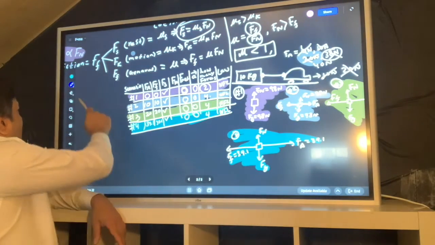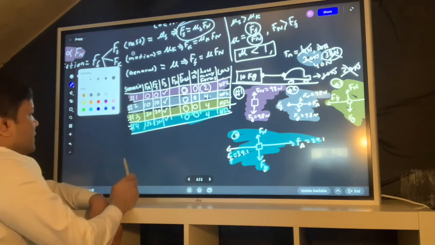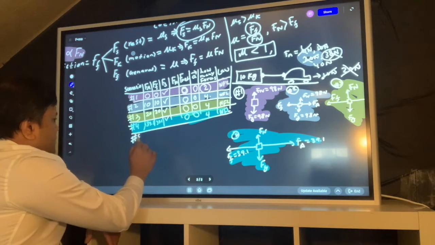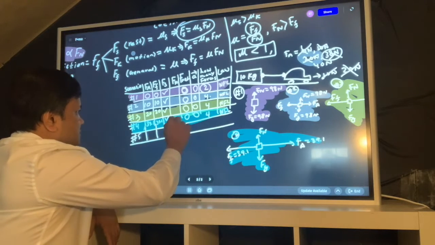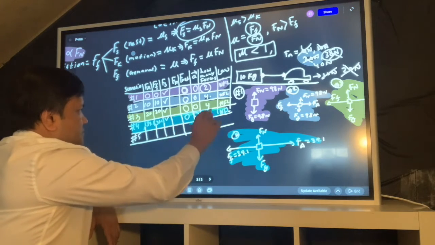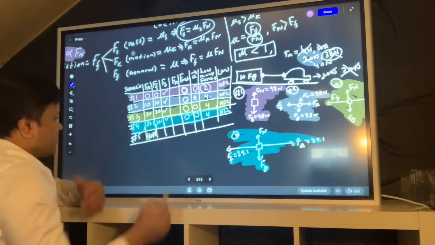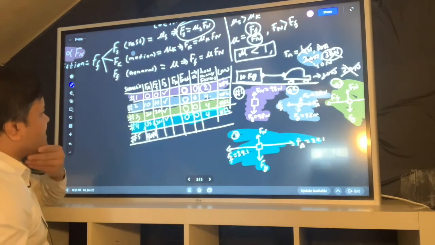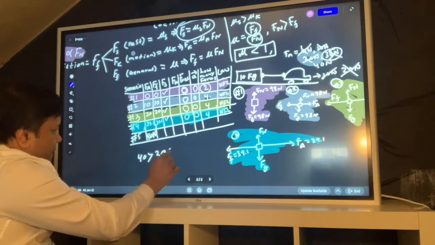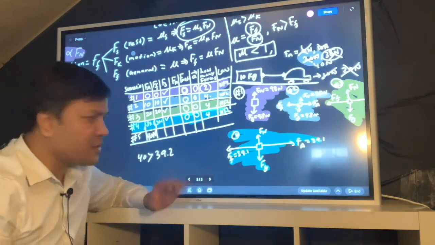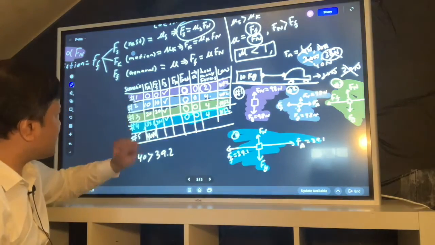Okay, so now I'm going to go back to the table and look at scenario 5. In scenario 5, you apply 40 Newton. Is 40 greater than 39.2? Yes, 40 is greater than 39.2. So the box will start accelerating. So then what is the force of friction?